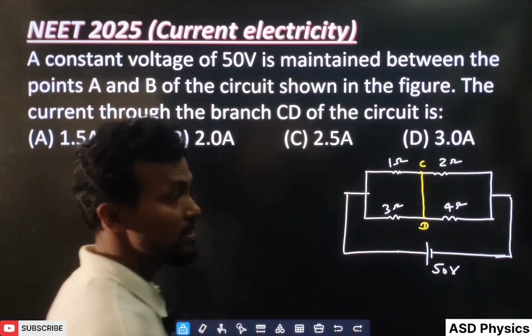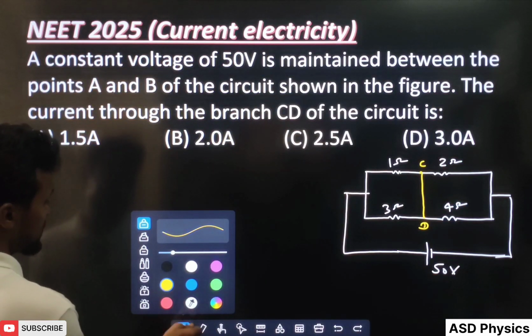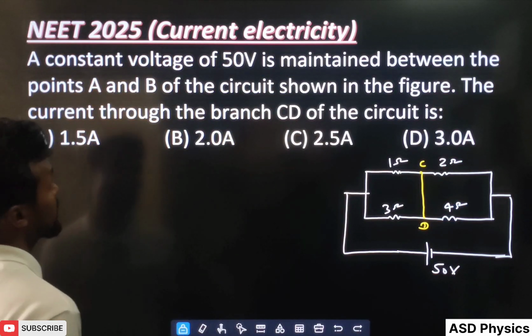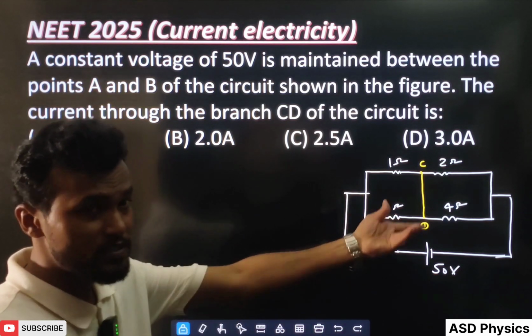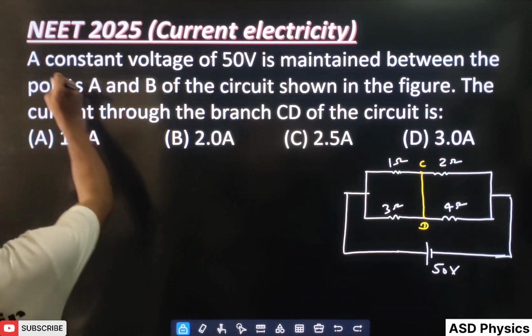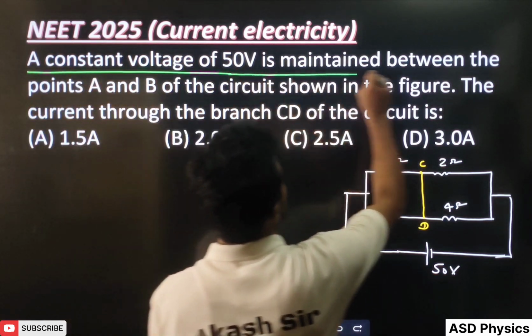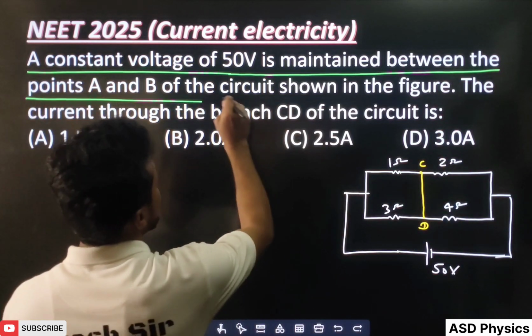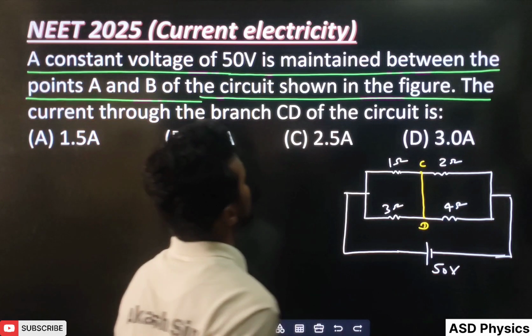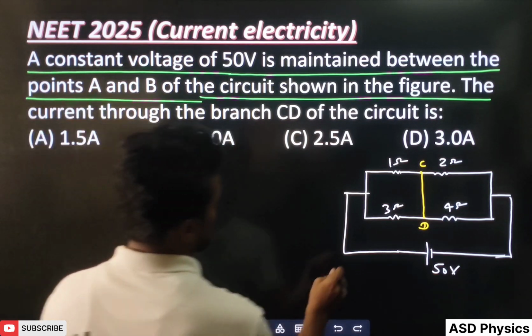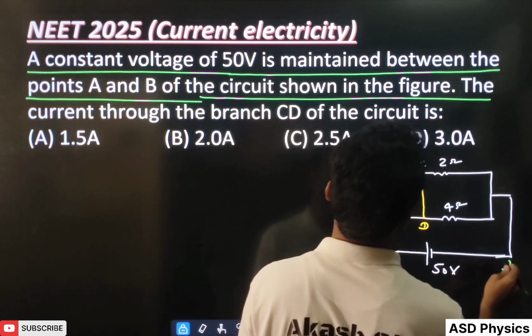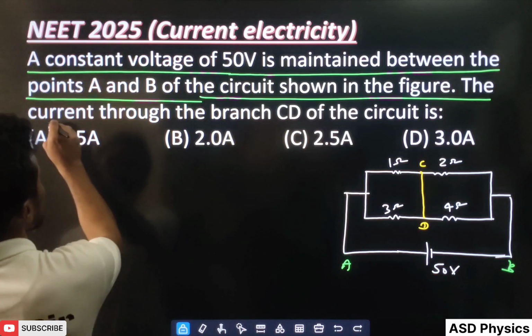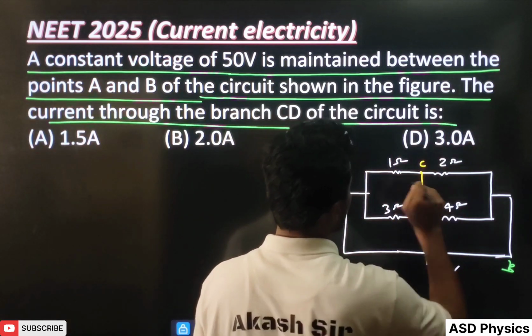Okay. Next one, let's see this question. This question was repeated even in JEE. Number of questions of JEE, even this year they asked in the NEET exam. So see, a constant voltage of 50 volt is maintained between the points A and B of the circuit shown in figure here. Okay, this is somewhere A and B, is it? Now the current through the branch CD of the circuit is how much here?